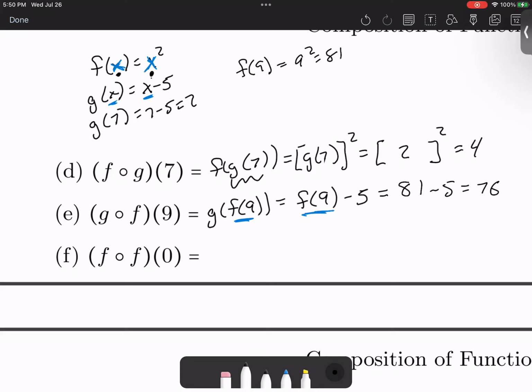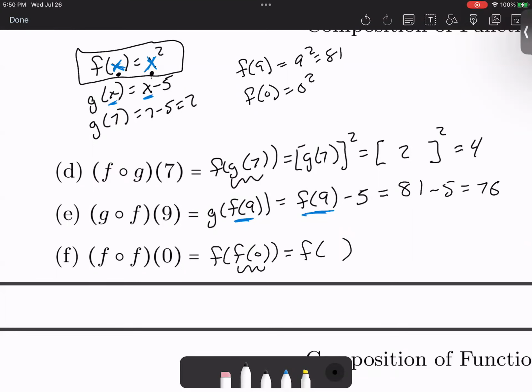Cool. And finally, f of f at 0. So I'll do the inside first this time. What is 0 squared? Right, because that's my f function. That gives me 0. And what is 0 squared? It's kind of silly. I'm asking myself the same thing. I get 0.